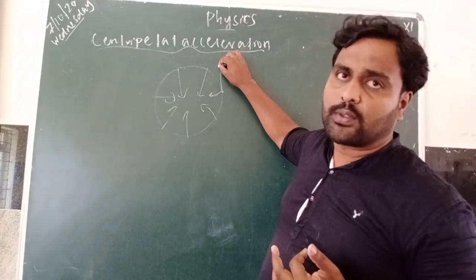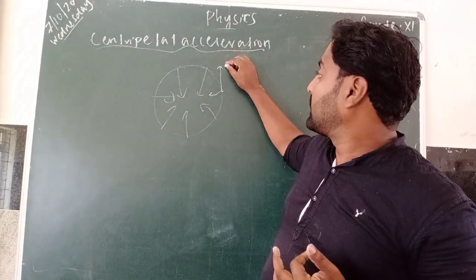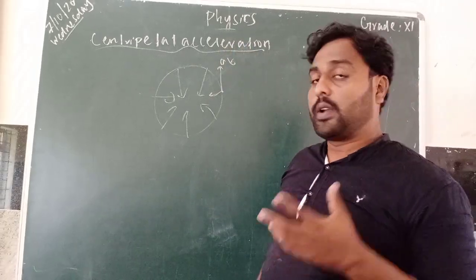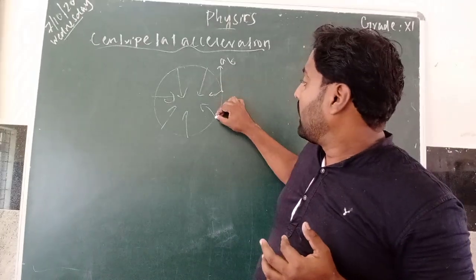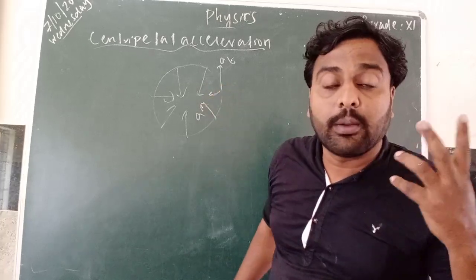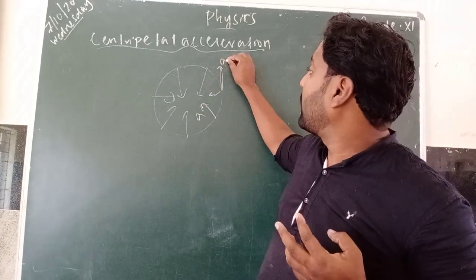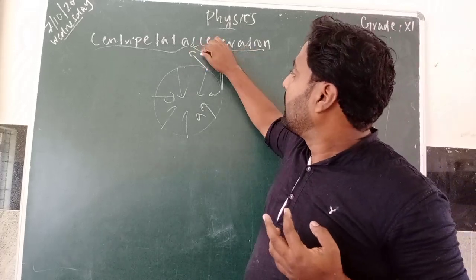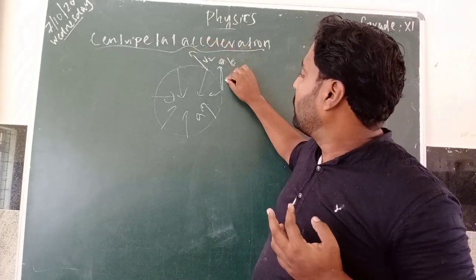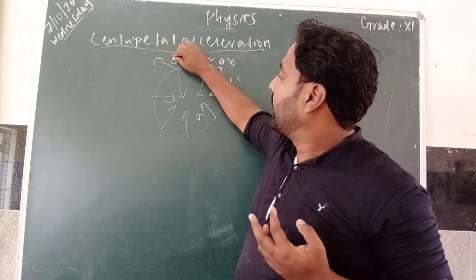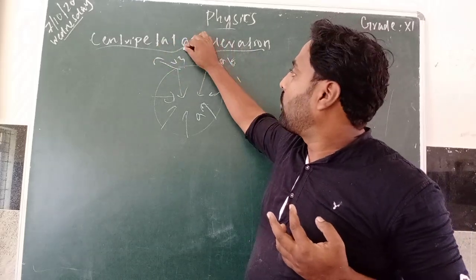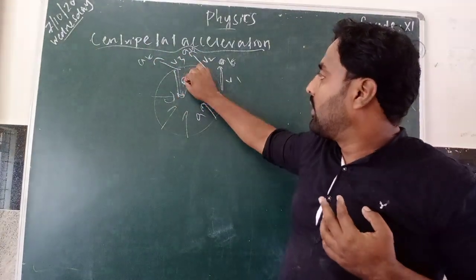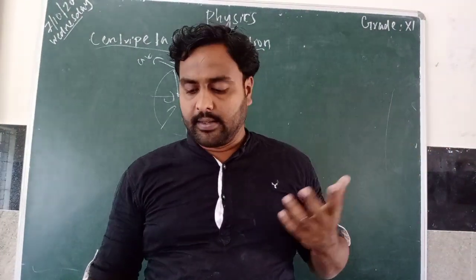And here there will always be linear velocity and tangential acceleration. Whenever an object rotates, there will be centripetal acceleration inward. Here there will be tangential acceleration, and this is linear velocity v2, v1, v3, with tangential acceleration and inward centripetal acceleration.